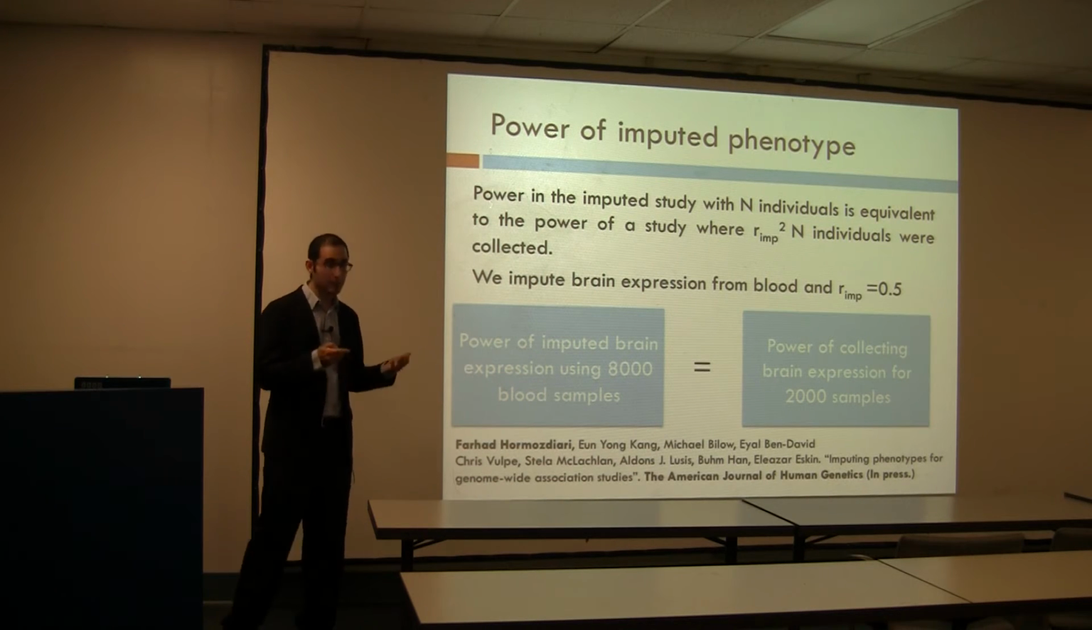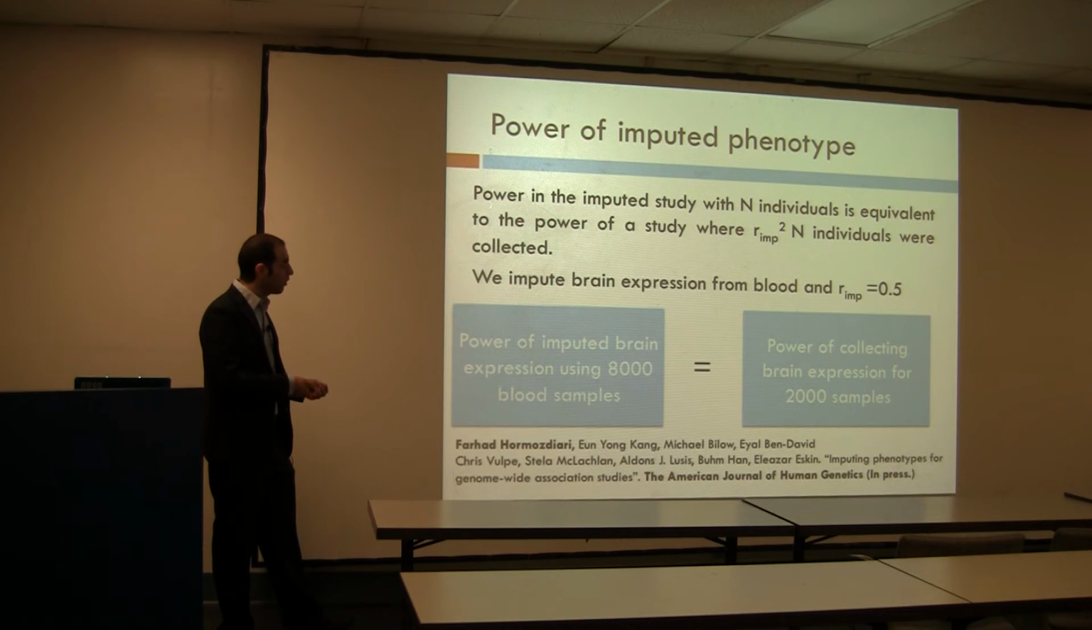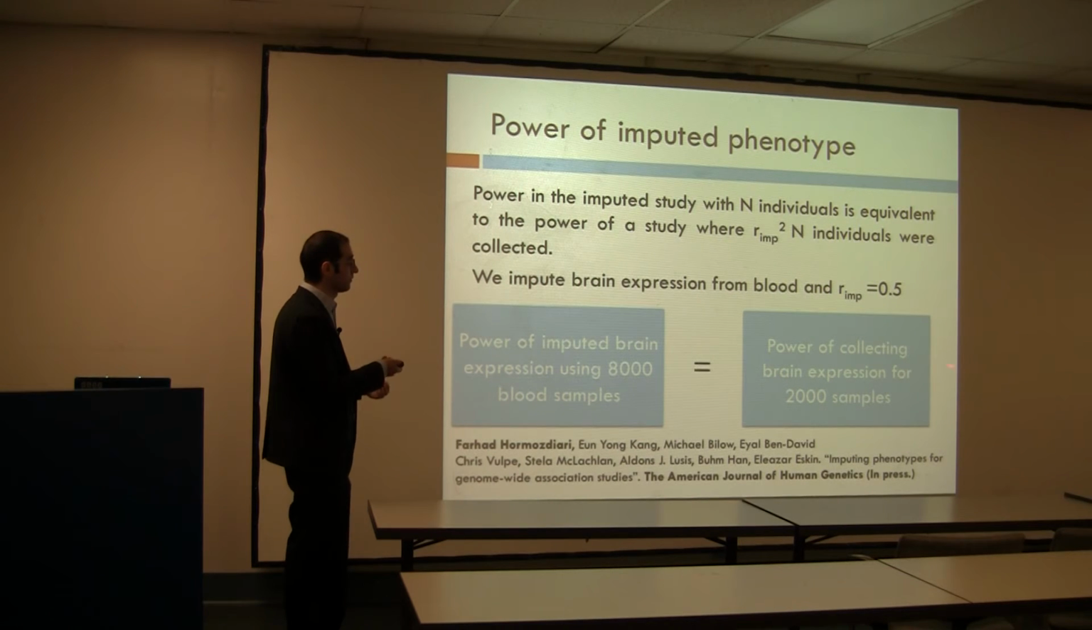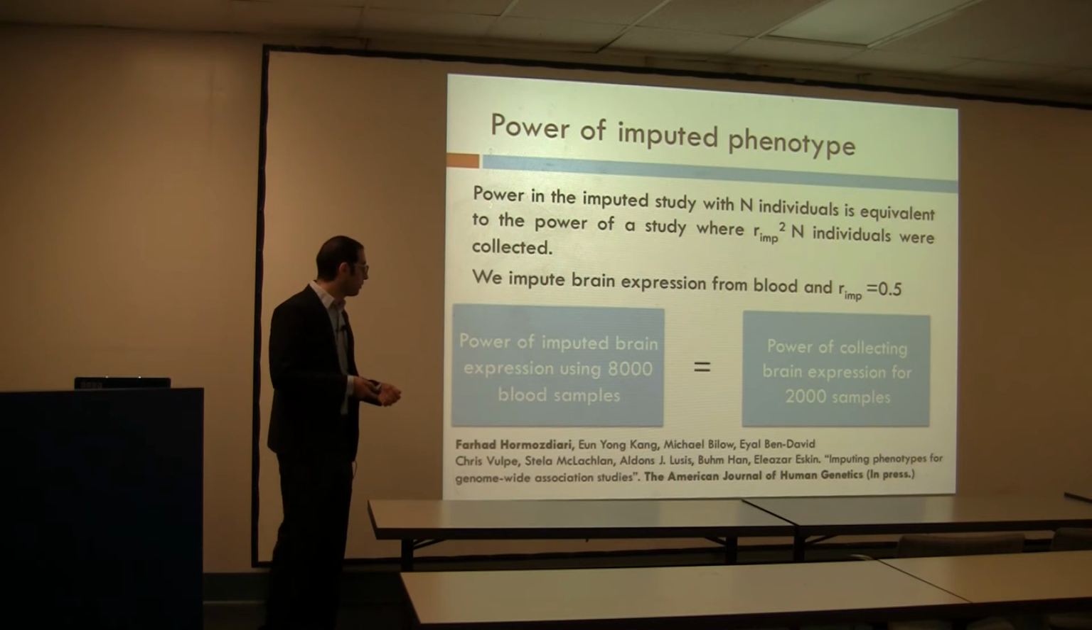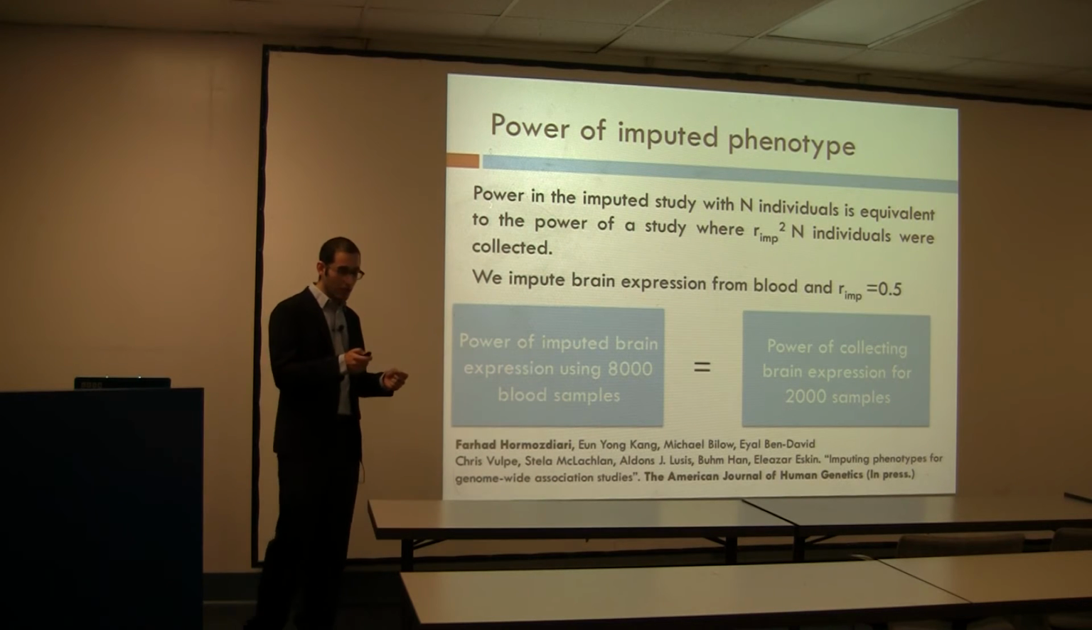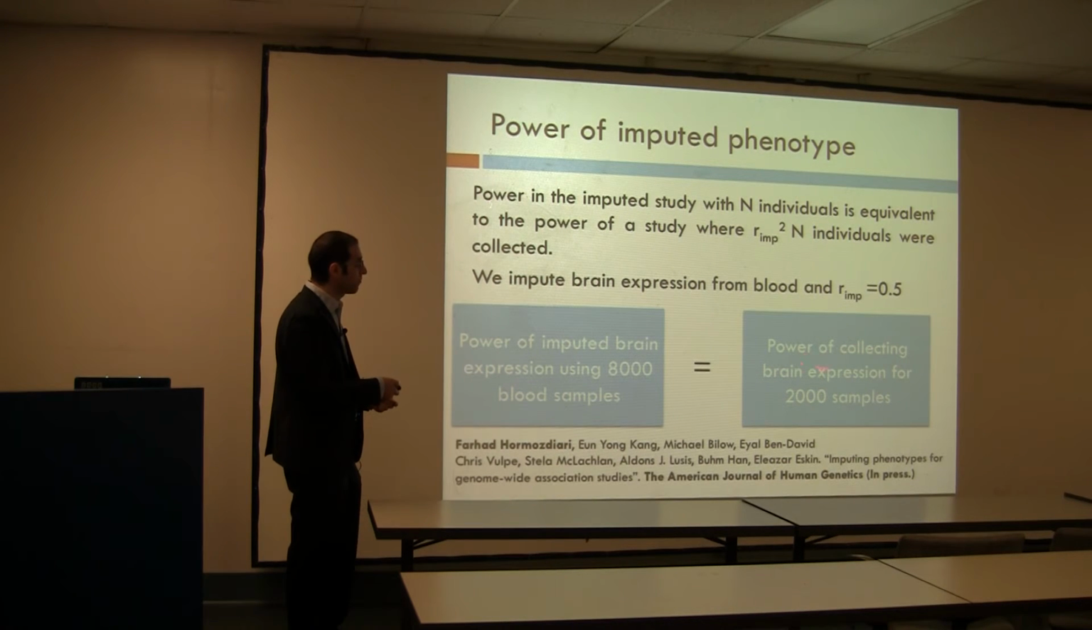So let me explain this in the context of an example. Let's say we want to impute the brain expression using the blood. The accuracy of our method, which we can represent as a correlation, is 0.5. So the power of performing imputation on the brain using the blood for 8,000 individuals is equivalent to the power of collecting the brain expression for 2,000 individuals.